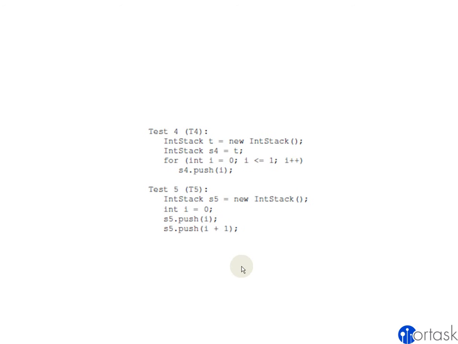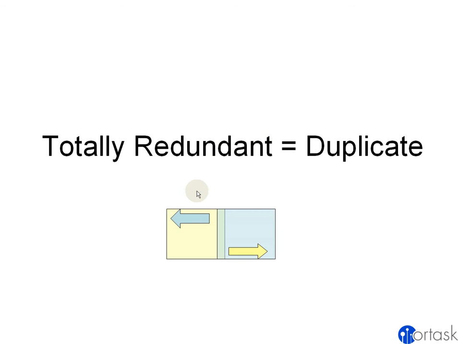So let me give you an example of a totally redundant test. So for example, here we see two tests, test 4, test 5, T4, T5. And this is in the Java language. So you can see, for example, that the number of pushes on the stack is the same in both. Okay, so they both go about doing the same thing. They test the same thing. Their intent is the same, but they go about it in different ways. Okay, and these types of redundant tests are very hard to catch. Okay, totally redundant tests are also called duplicate tests.